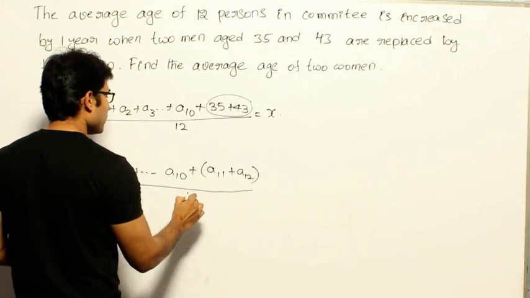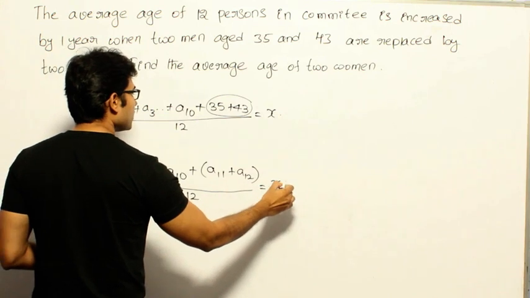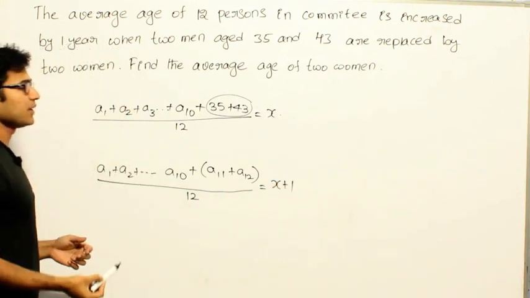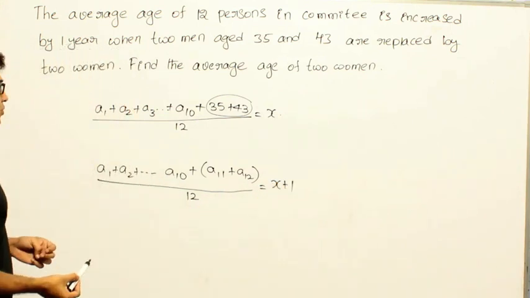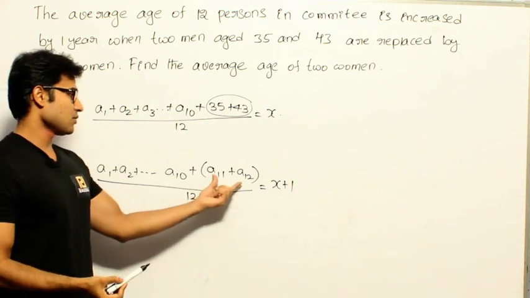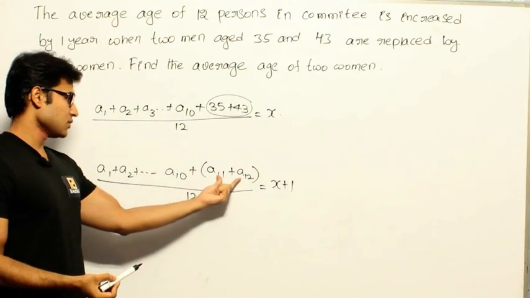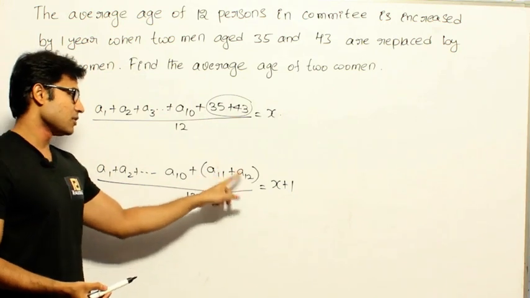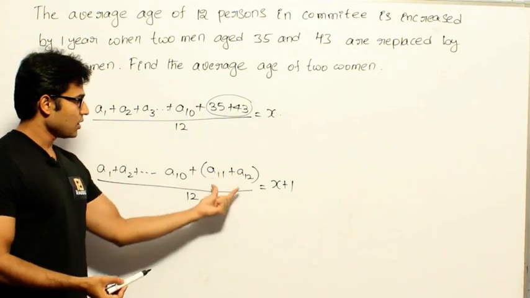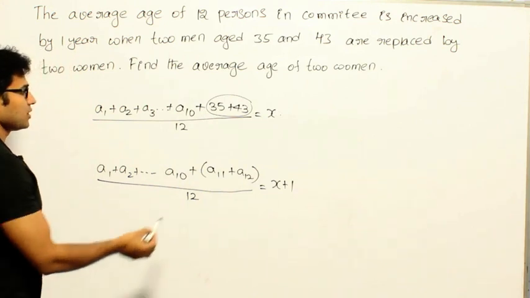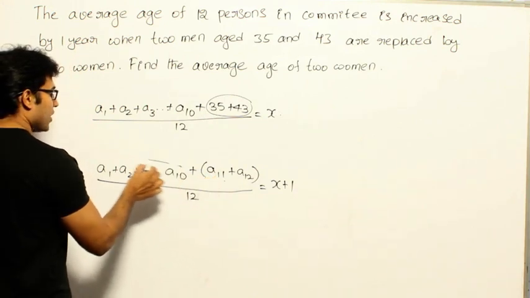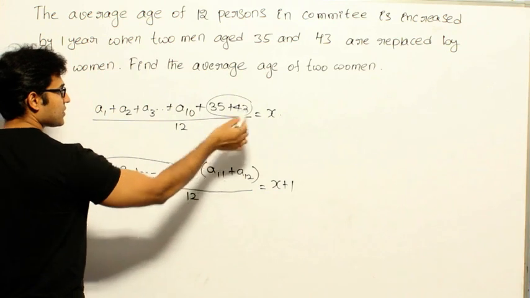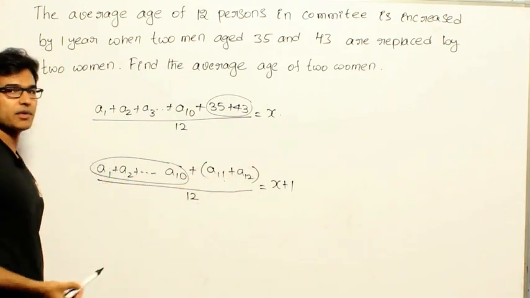And now the new average happened to increase by 1, so it is X plus 1. Now we are supposed to find the average of A11 and A12. In order to find it, you have to find this sum. They are not asking about the individual values because it would be difficult to find them in this question. Only the average is asked. So you have to find this in terms of X, and later if you can cancel out X, that will be helpful.